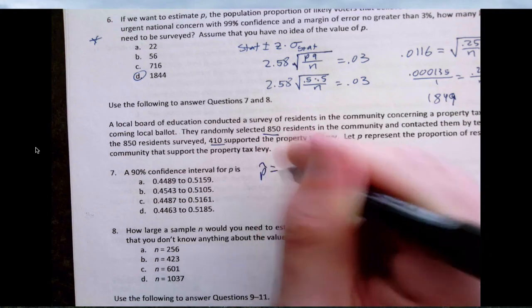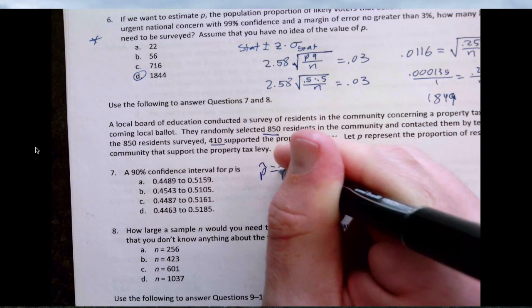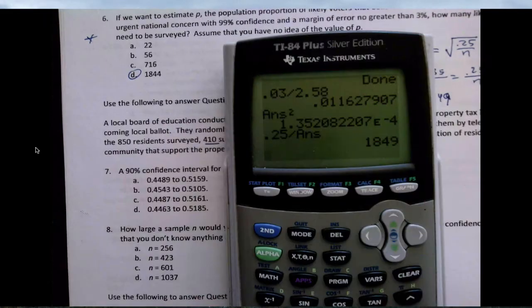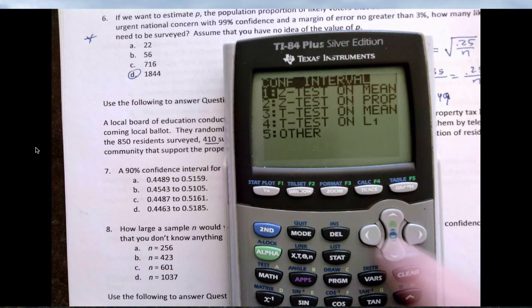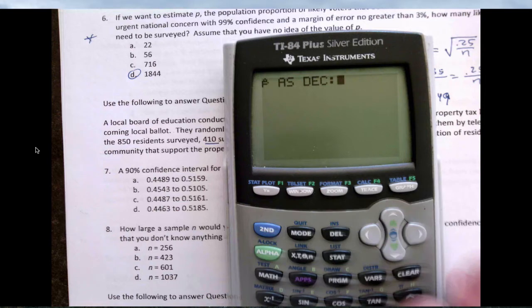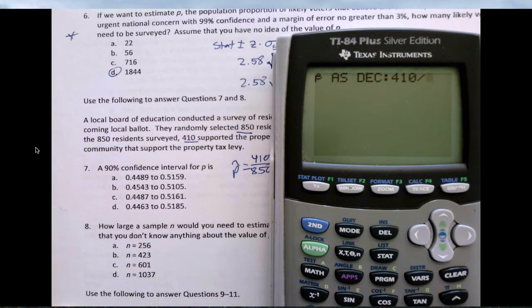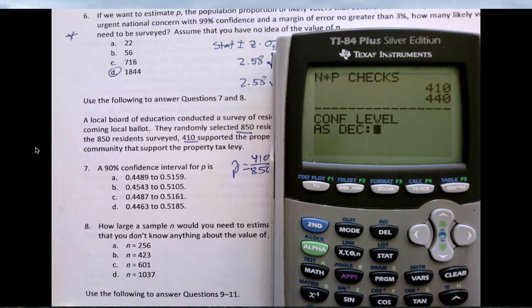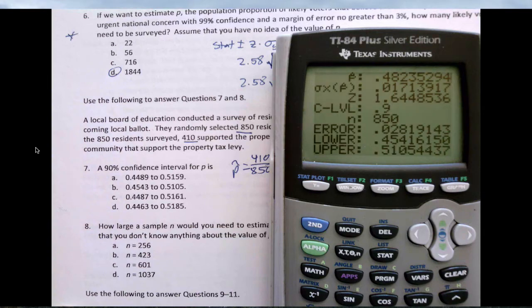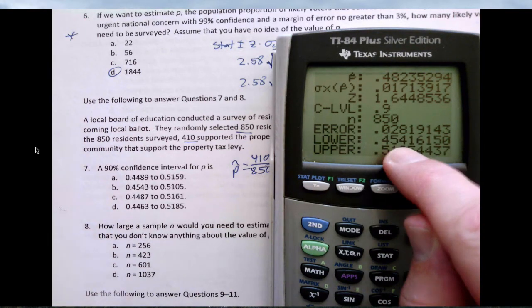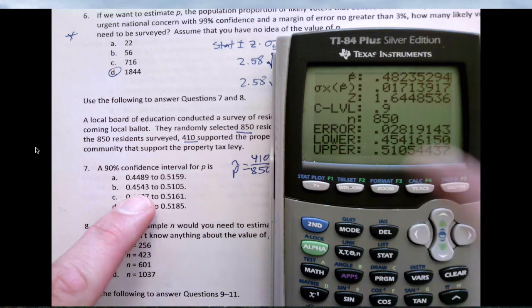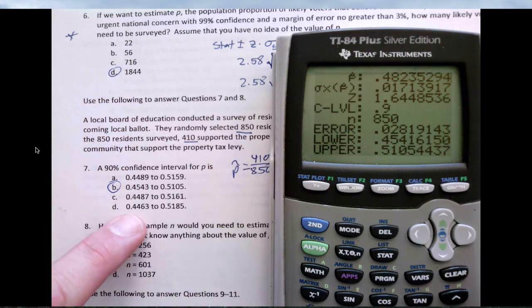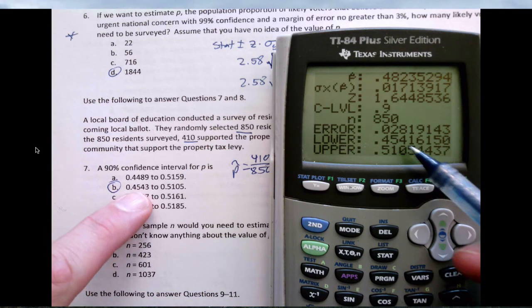Okay, so p hat is essentially 410 out of 850. All right, so running the app, going to confidence interval, and I'm doing a z-test on proportion. And the p hat value is 410 divided by 850. The n is 850. Confidence level was 90%. So I need to go to 0.454 and 0.5105. So it's like B. 454. Yep, that's it. Okay.